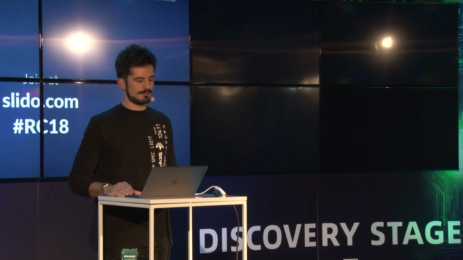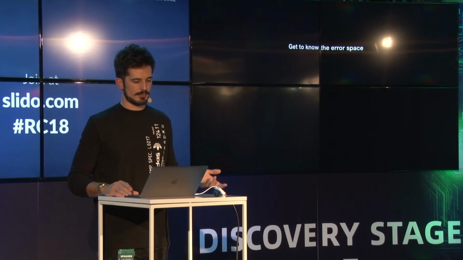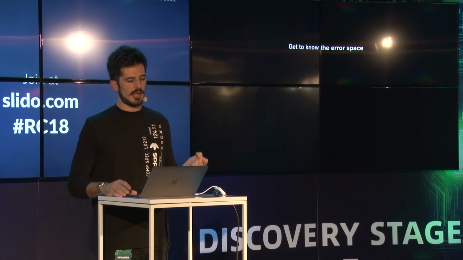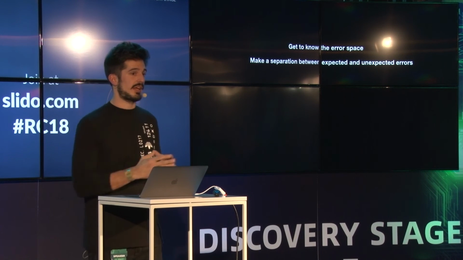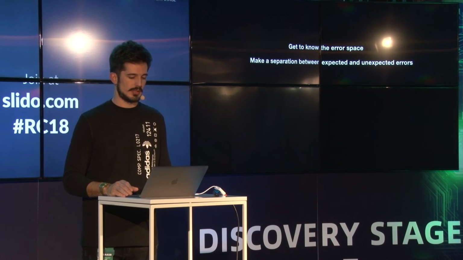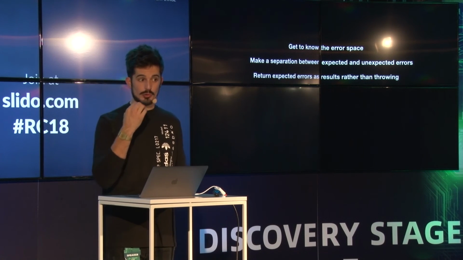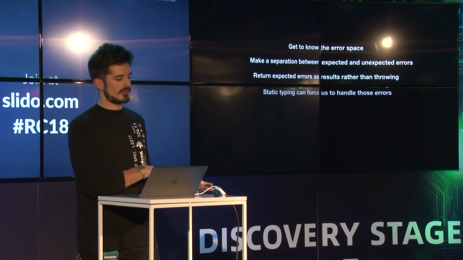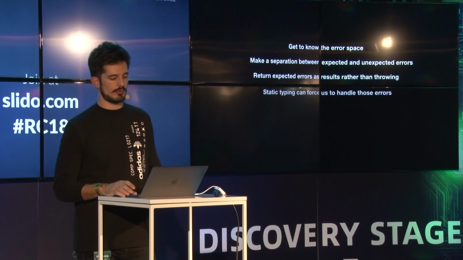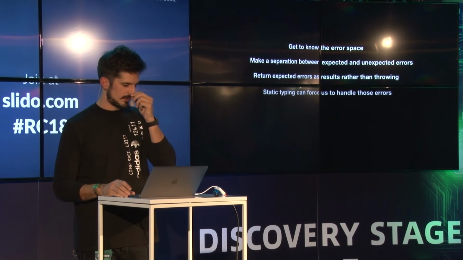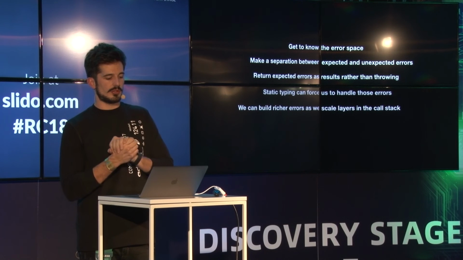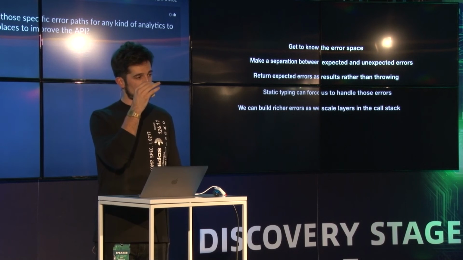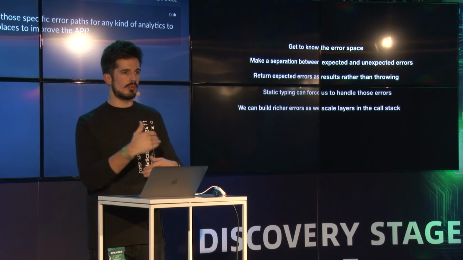So that's very helpful. Just to recap, the first thing you have to do is get to know the error space, and then you have to make a separation between what is expected and unexpected errors. Then you can return expected errors rather than throwing, because this way you can use static typing systems to force you to handle every error and to type every possible result of an operation. This way we can build richer errors that can scale up in the function call stack, adding up new information.